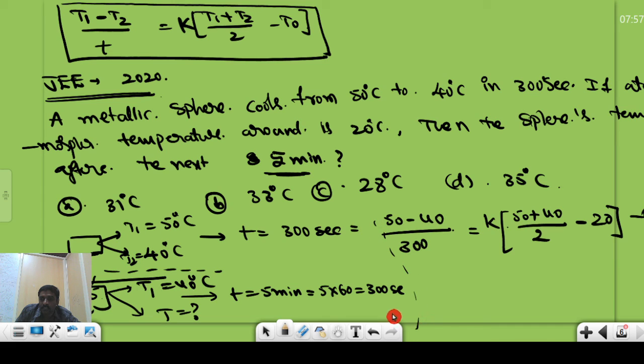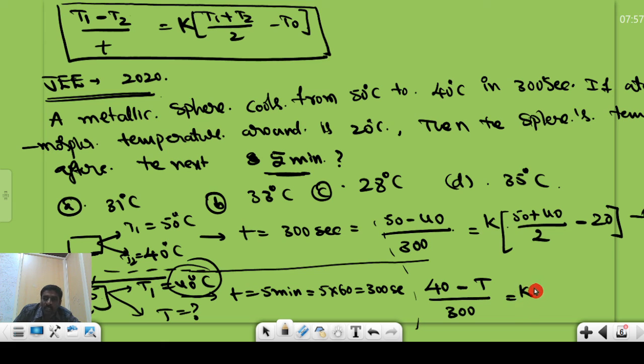Now I am applying this to the second observation. T1 minus T2, here T1 is equal to 40 degrees centigrade, so 40 minus T, the final temperature, divided by the time 300 seconds, is equal to K into (40 plus T) divided by 2 minus 20. The surrounding temperature we are unable to vary. This is equation number 2.